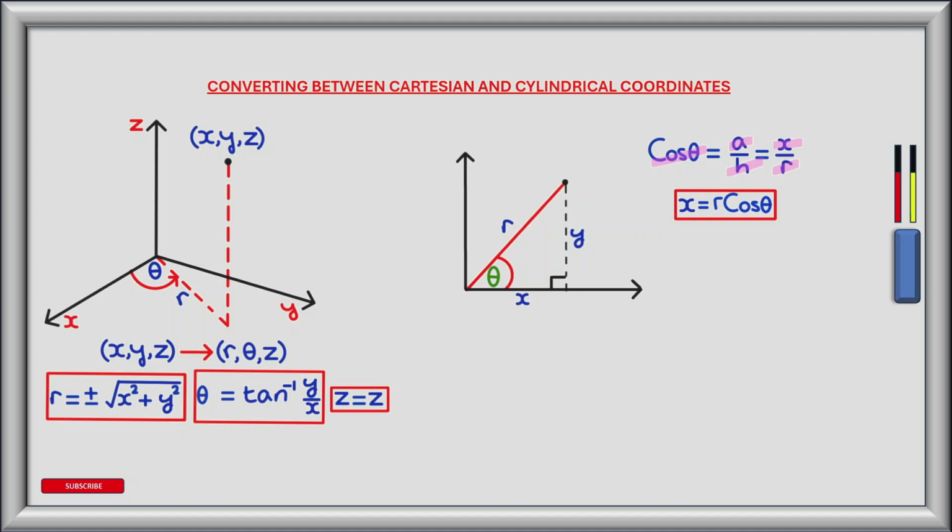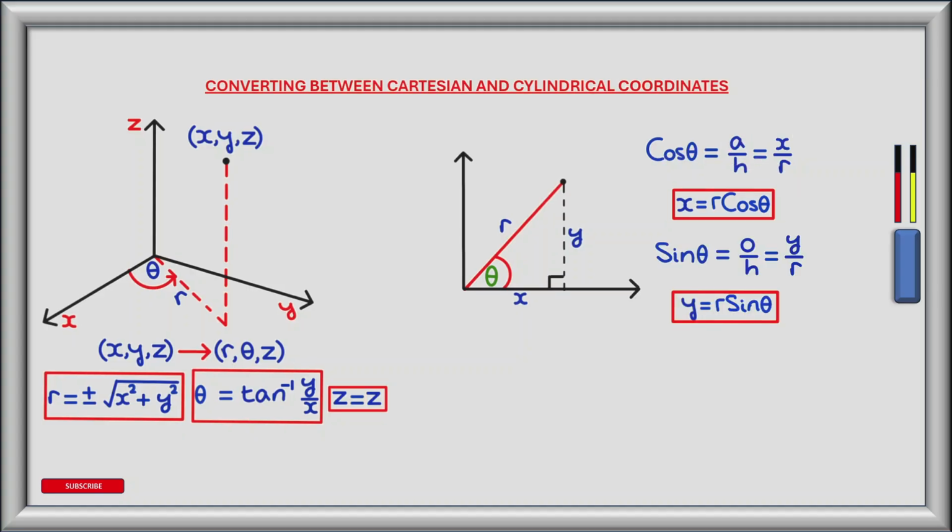And so solving this equation for x, we have x is equal to r cos theta. And similarly, the sine of theta is equal to the opposite side divided by the hypotenuse, which is equal to y divided by r. And solving this equation for y gives y is equal to r sine theta. And once again, the height component z remains the same.